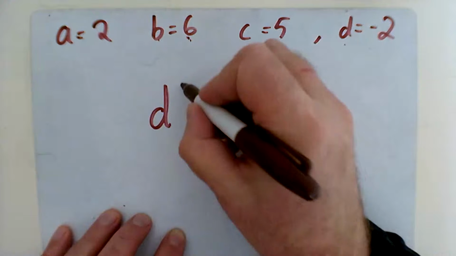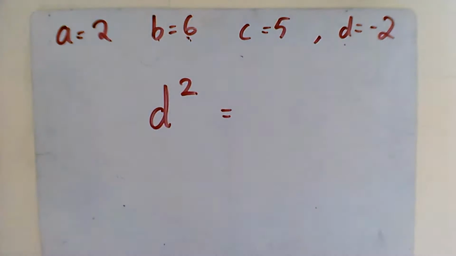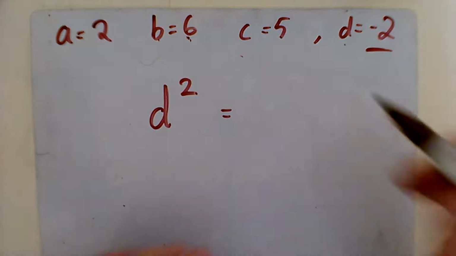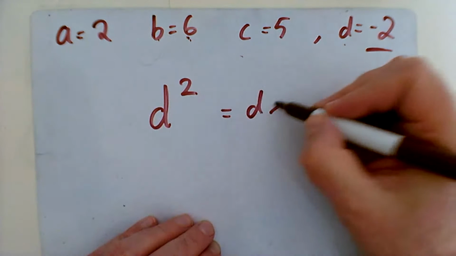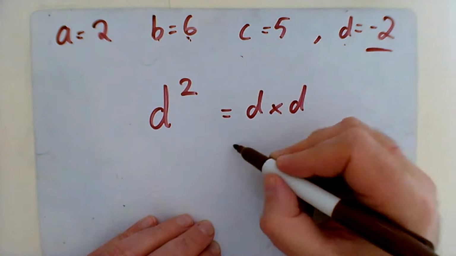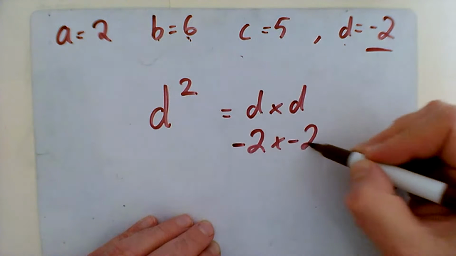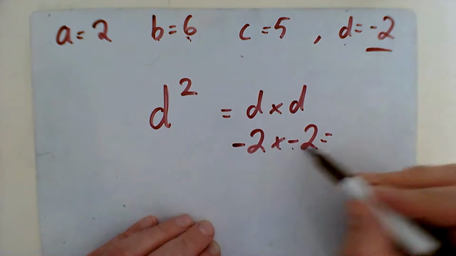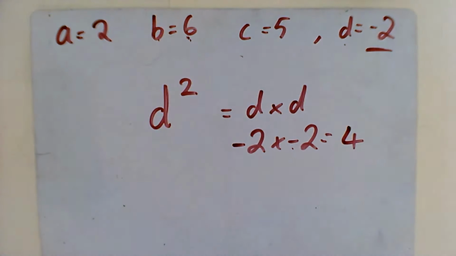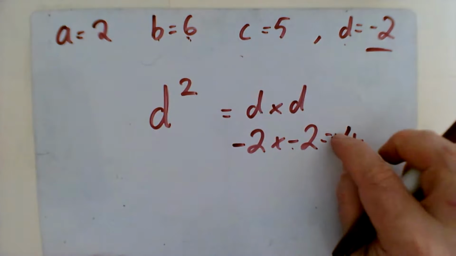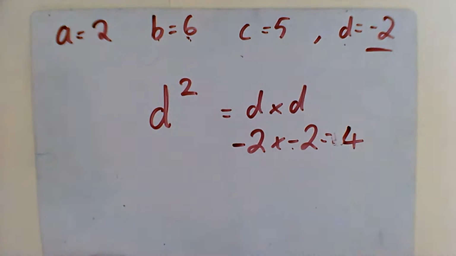Okay? And then what about D squared? D squared. What do we reckon that is equal to? Just give you a moment. Now, if you said minus 4, you're wrong, okay? Because remember, D squared means it's D times D. Now, D is minus 2, so it's minus 2 times minus 2. A negative times a negative gives me a positive, okay? Positive 4. I don't need to put the plus sign, because we know it's a positive 4 if there's no sign there, okay?